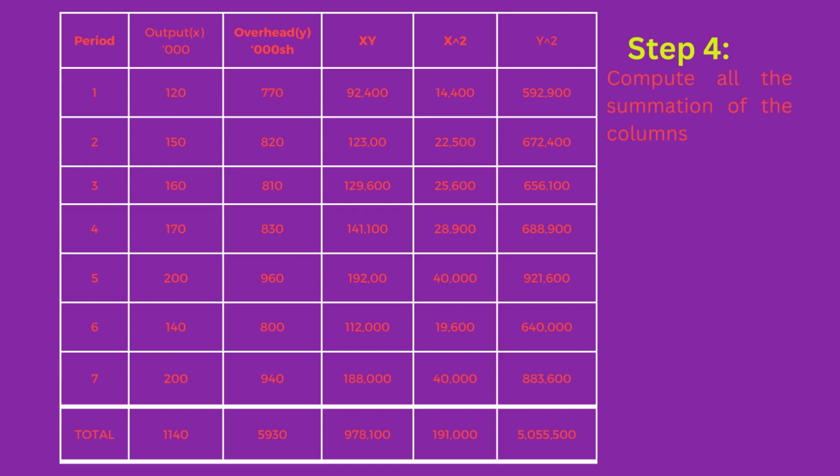1140. We have the summation of y, the overheads, which is 5930. We have the summation of xy, which is 978,100. We also have the summation of x squared, which is 191,000. And we also have the summation of y squared, which is 5,055,500. Now we can go to step 5.